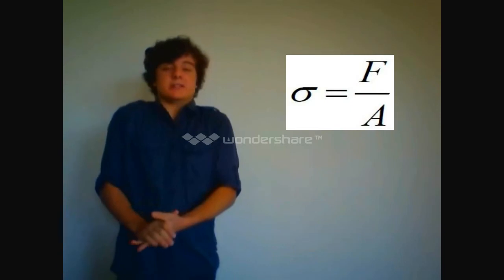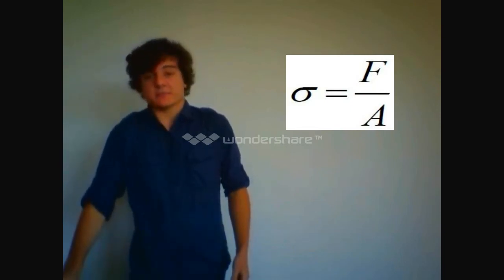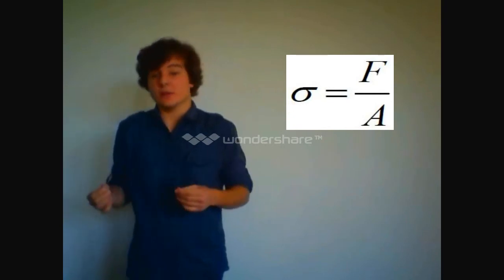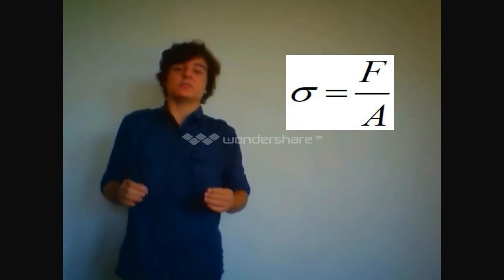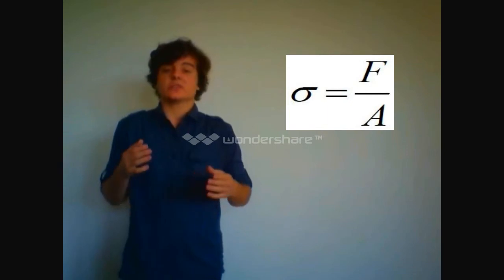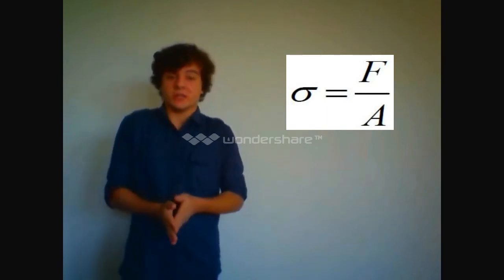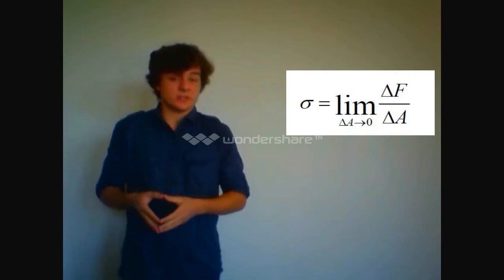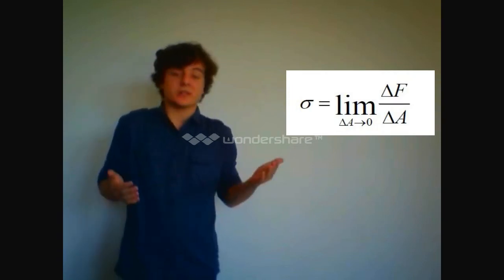I'll now go through some basic stress and strain calculations. This here is normal stress, which is equal to force per unit area. Normal stress acts perpendicular to the cross-section and results in a change in volume of the material. This calculation assumes that the stress is uniform over the cross-section. If the stress varies, we write the calculation like this.